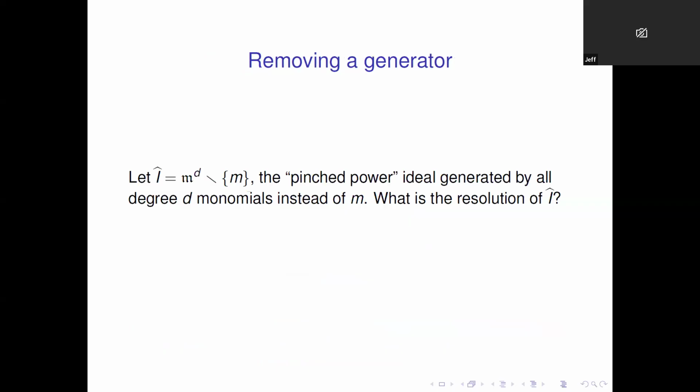Okay, so the question that I had is, what happens if you take a power of the maximal ideal and remove one generator from it? And I tried to call this a pinch Veronese ideal, and people who do toric varieties told me that no, I can't do that. So we're calling it a pinch power.